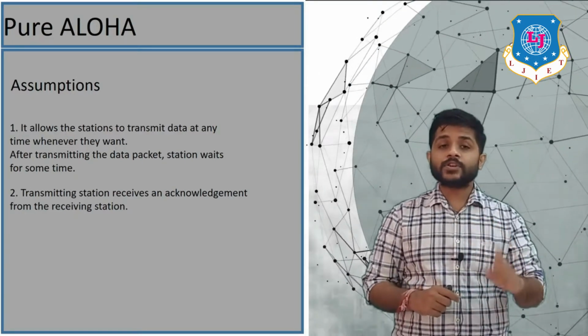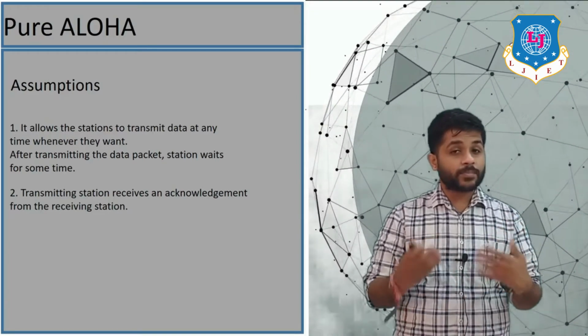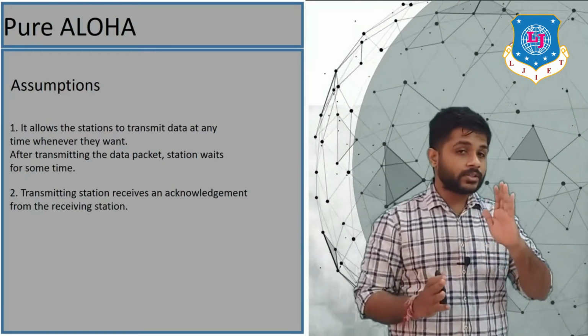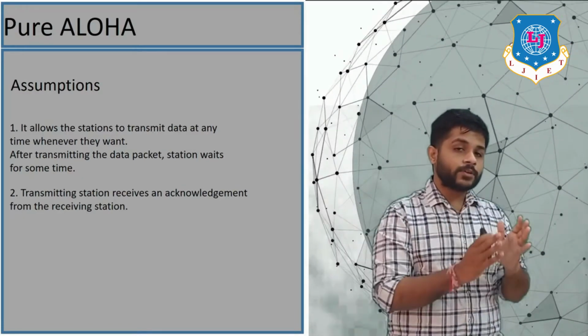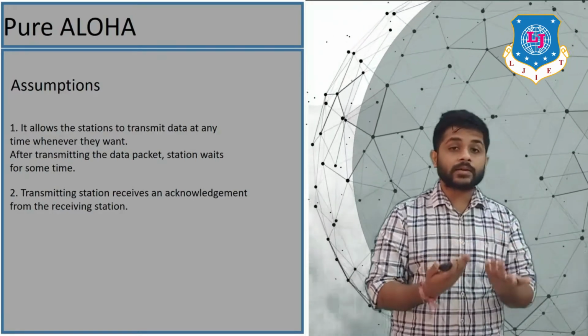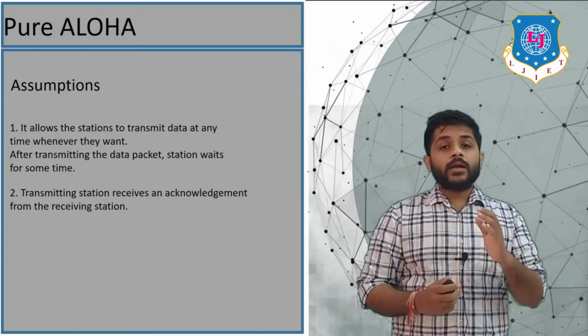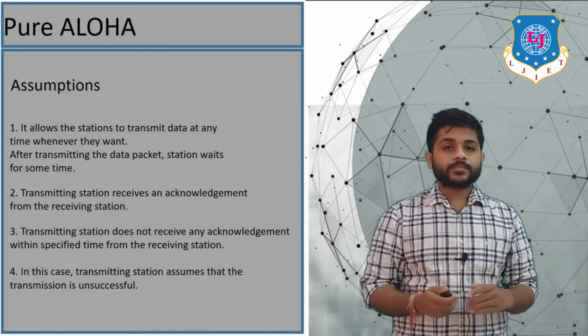If the sender has not received an acknowledgement, it means that there is some problem in the channel, and the sender is going to assume that there is a collision in the network. So it will wait for some time, and after waiting for some time, it will send the packet again. And if acknowledgement is not received, then there is a collision, right?